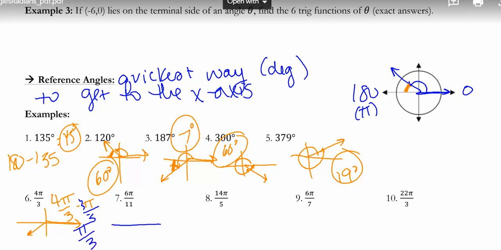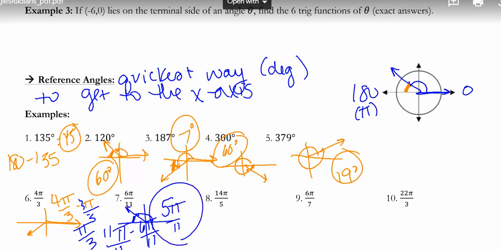6 pi over 11, 11 goes, that's a tiny decimal, so that's 6 pi over 11. So 6 over 11, is that more than a half? It's a little less than a half. Just kidding, I can't do math today. It's a little more than a half. So if it's a little more than a half, I want to find its reference angle. So I would just do pi minus 6 pi over 11. So that's 11 pi over 11. So that's going to end up being 5 pi over 11.